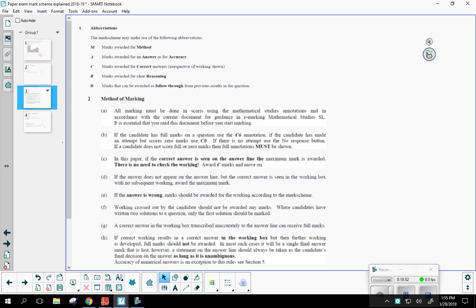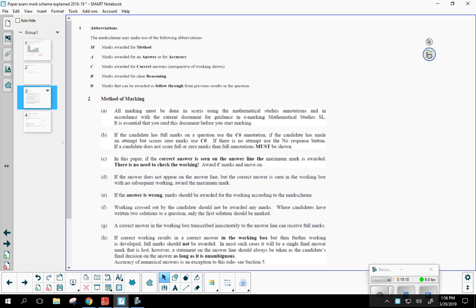Okay, M, marks awarded for method. A is accuracy, C is for correct answers, R is for reasoning, and FT is for follow through. Okay, so you can be awarded points even if your answer is completely wrong. If you happen to have chosen the wrong strategy, but all of your math is still correct, that would have been the correct answer, you can still get points for that.